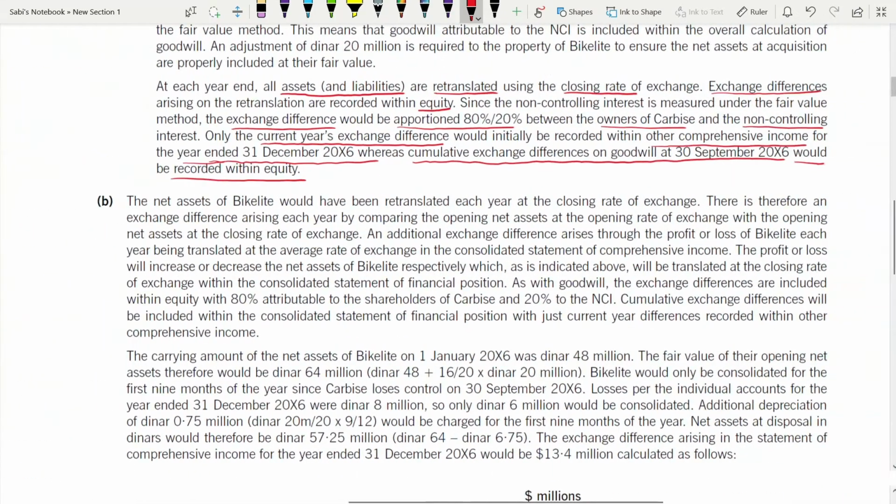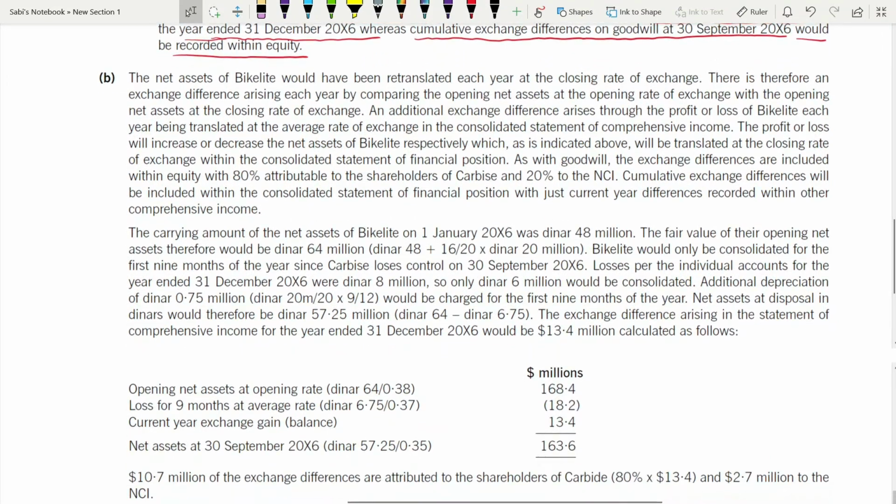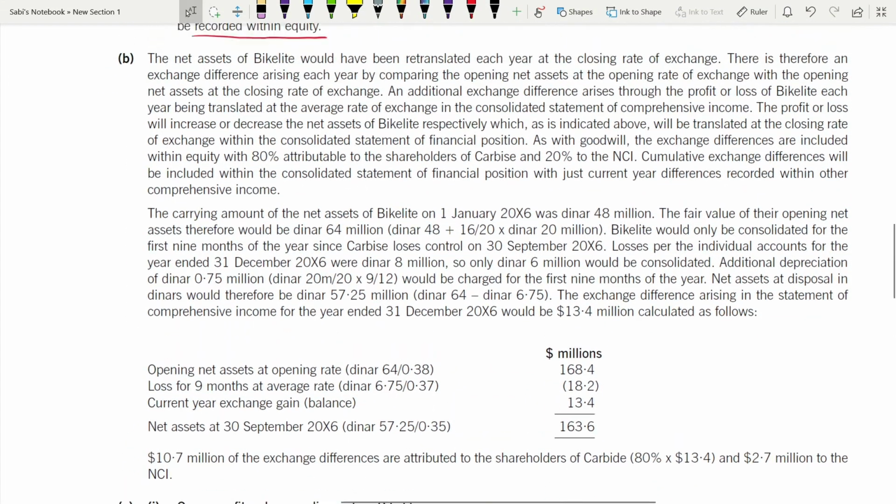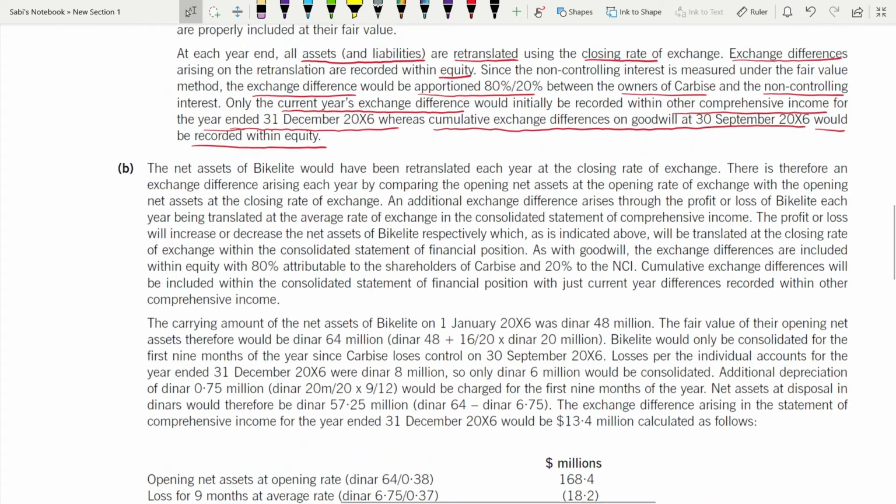Okay. So now part B. You also have to do a calculation. Before you do a calculation, let's explain the first part. So the net assets of Bike should have been retranslated each year. Net assets, definitely. It should be retranslated each year at the closing rate of exchange. Which rate? Whatever is there in the balance sheet comes in closing rate. Net assets comes in the closing balance sheet. So it will be retranslated at the closing rate.